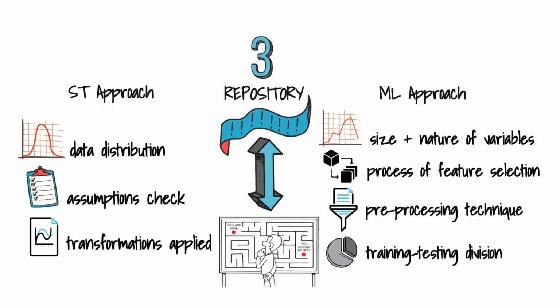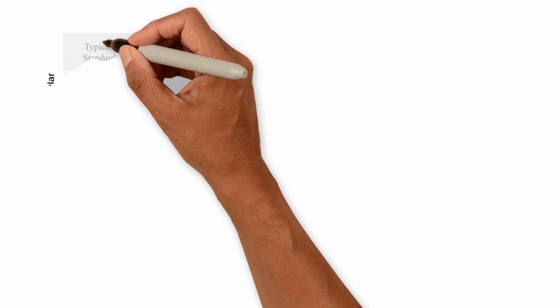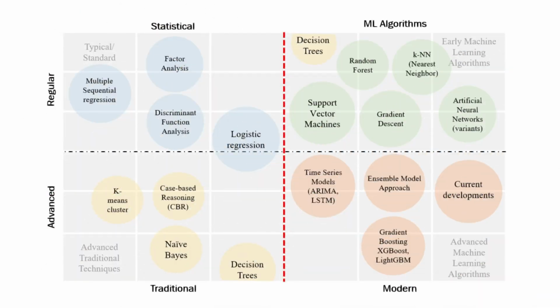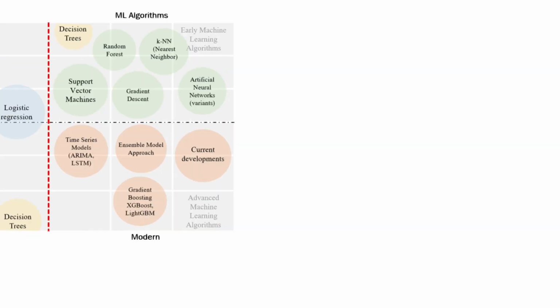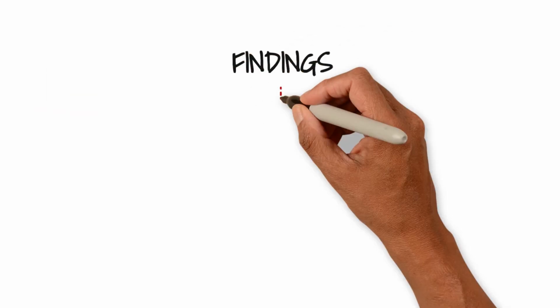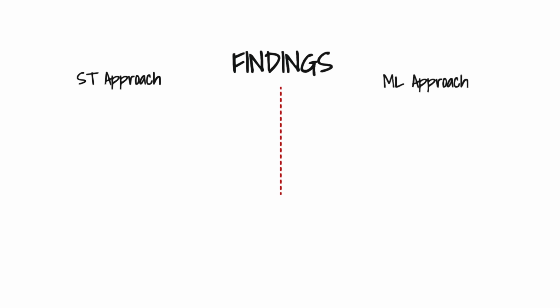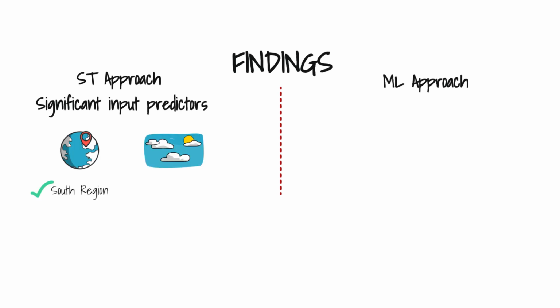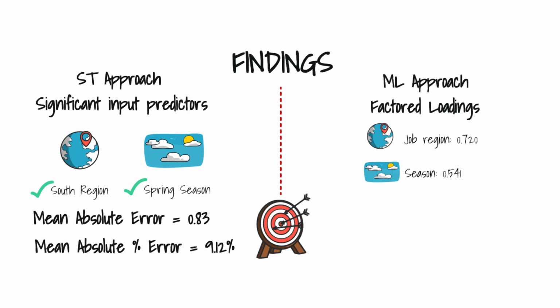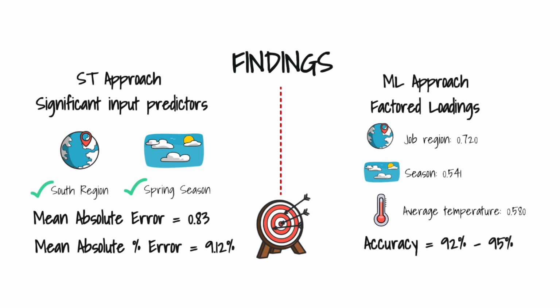In the initial analysis, we then developed a conceptual quadrant that was mapping all the methods from both the statistical side and the machine learning side on the x-axis from traditional to modern and the y-axis from regular to advanced. The findings were specifically interesting because the statistical world found that the South region and the spring season were most favorable for higher customer satisfaction ratings, while the machine learning approach gave us exact factors for each of these predictors with an accuracy of up to 92 to 95%.